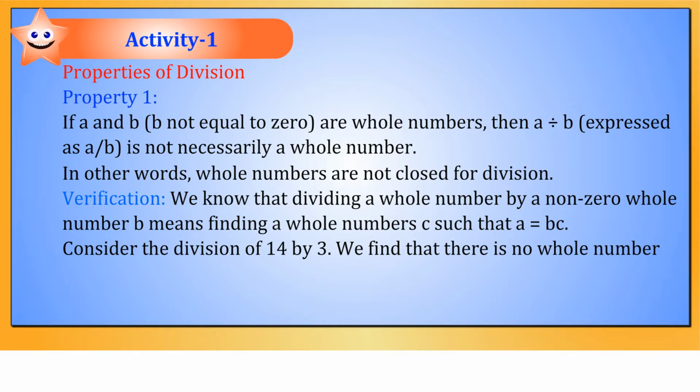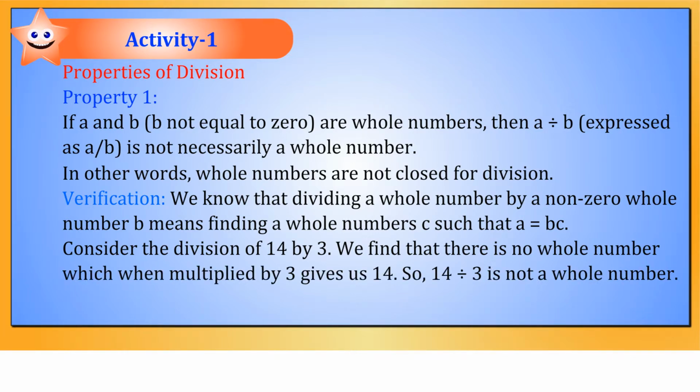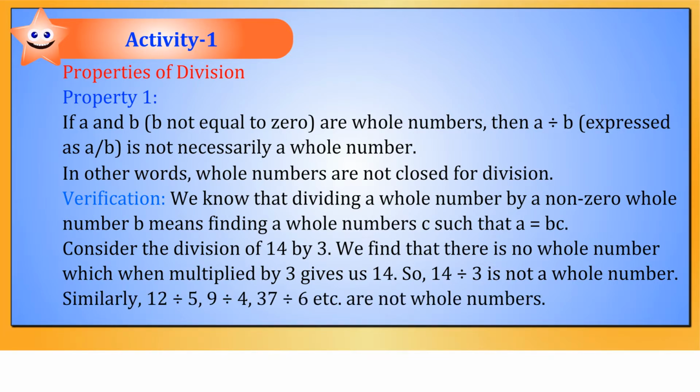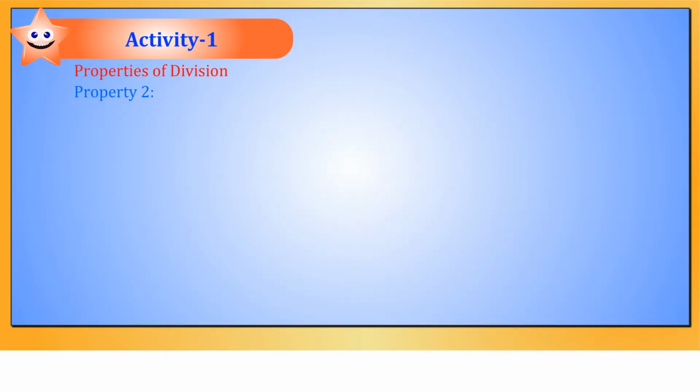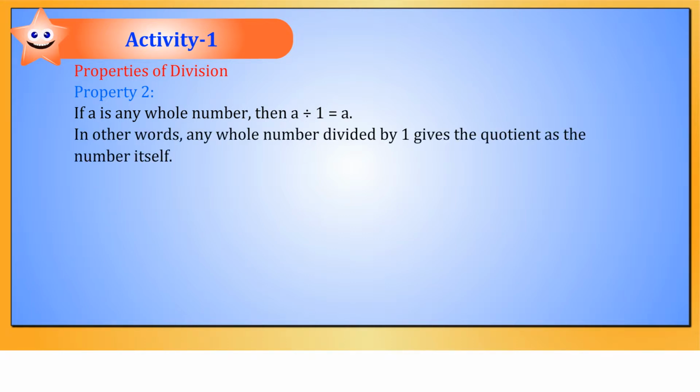Property 2. If A is any whole number, then A divided by 1 equals A. In other words, any whole number divided by 1 gives the quotient as the number itself. Verification. We know that 1 into 5 equals 5. Therefore, 5 divided by 1 equals 5. Second, 1 into 11 equals 11. Therefore, 11 divided by 1 equals 11.